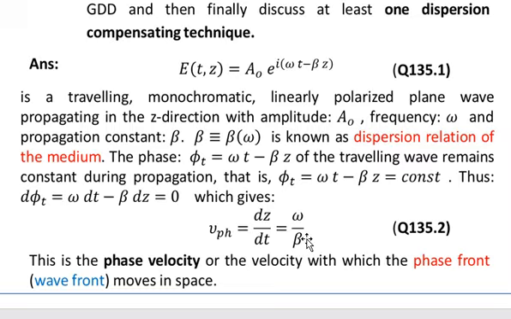So omega and beta will determine the phase velocity of the wave. This is the phase velocity, or the velocity with which the phase front, or the wave front, moves in space. So this is the speed of the phase front, or in general we can say the speed of the wave front in space, which is the phase velocity. So here we have defined the phase velocity.